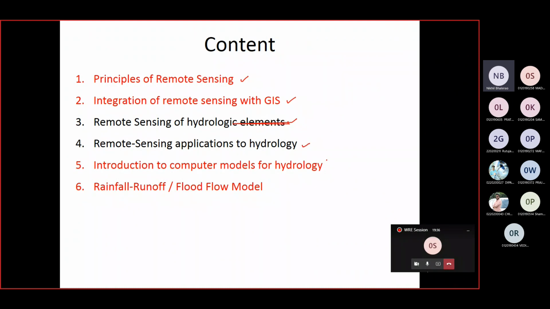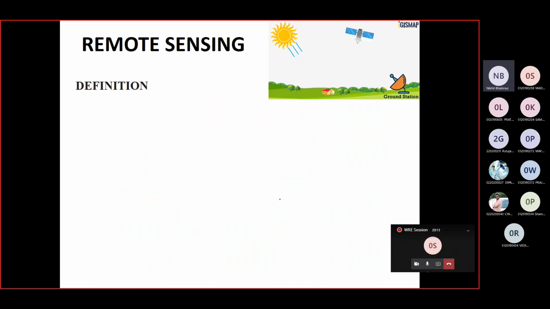In today's session, we are going to start with the first point, that is remote sensing applications to hydrology. Then we'll cover an introduction to the various computer models which are available for hydrology, and then we are going to have a demonstration related to rainfall runoff modeling, where we are going to see the watershed delineation using remote sensing data. So that will be a demonstration session. Along with that, there are some free data sources available. Out of that, we will have a demonstration of one website from which you can download the data free of cost. That demonstration we are going to see in today's session.